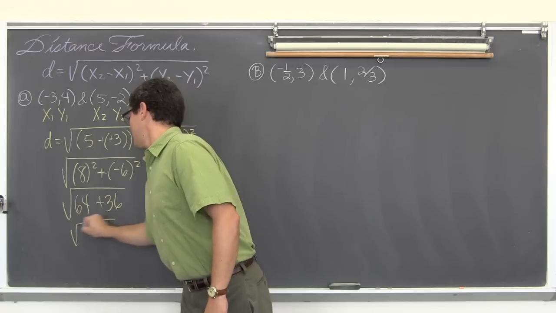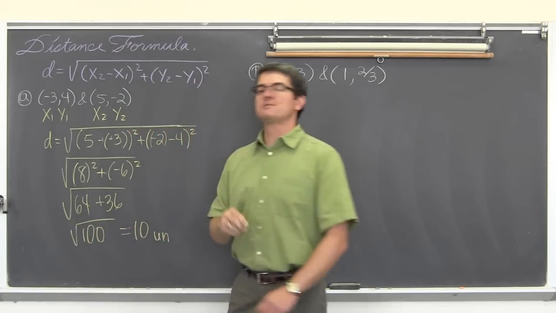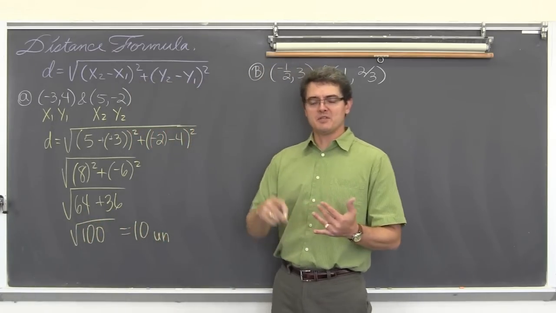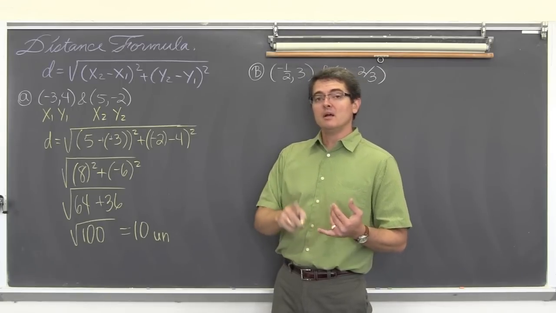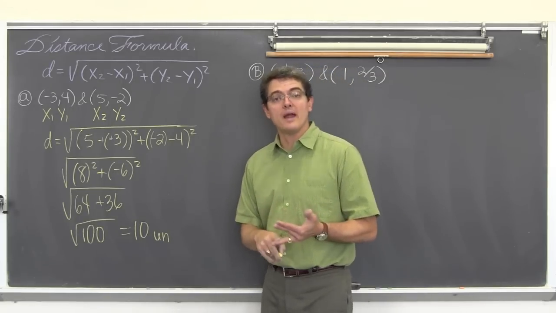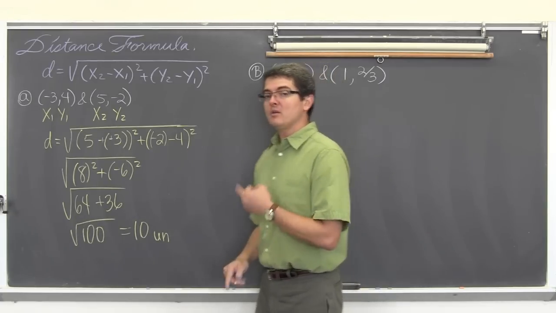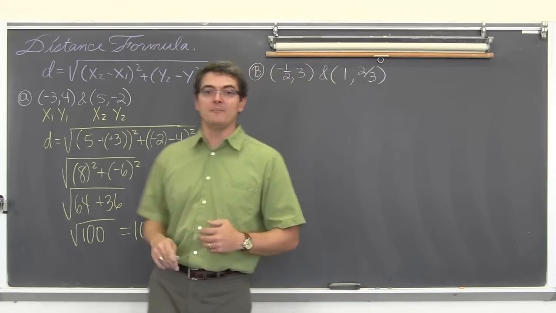That is the square root of 100, and that is equal to 10 units. Now, as you study through geometry, we're going to be talking about lengths, areas, and volume. Lengths are units. Area is units squared. Like if you're buying carpet, say, it's sold by the square yard. And volume is cubic units, so pay attention to that.